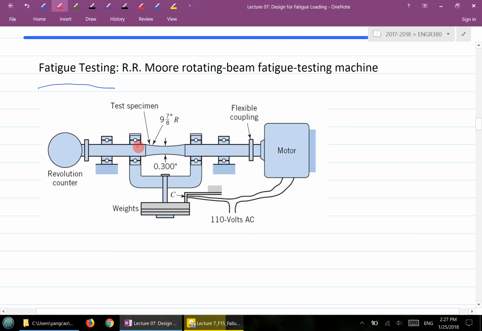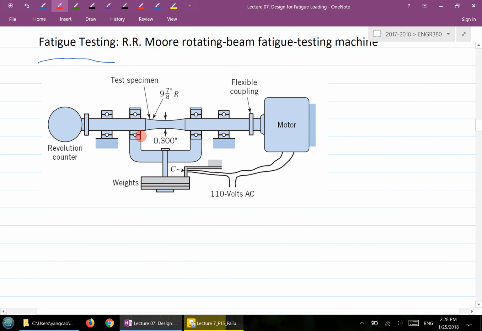The specimen is attached in the middle, and here you have a counter that counts how many revolutions the part has experienced. You also attach a weight in the middle, and I'll show you why. You let it go, and after a number of revolutions you start to see a crack on the part. If you let it go a bit longer, you'll see it actually breaks. That's what this R.R. Moore rotating machine does.